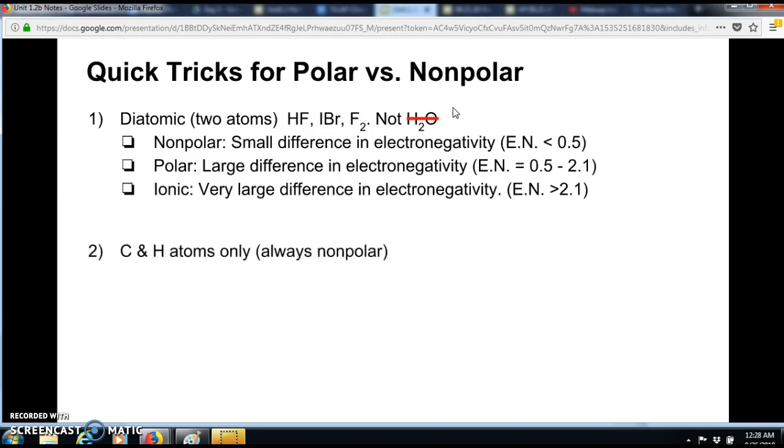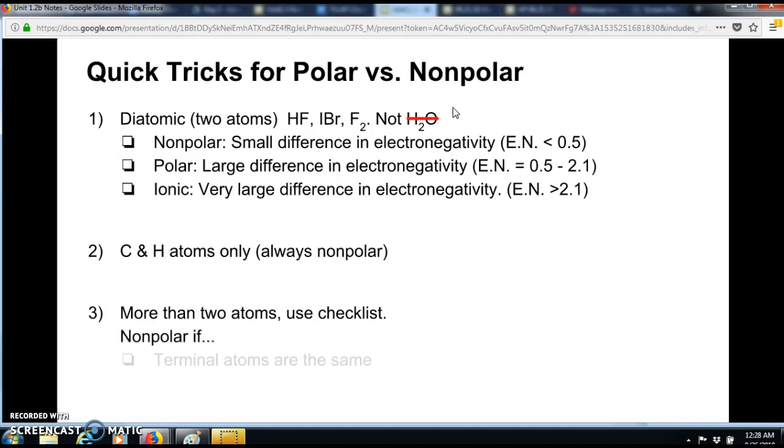The second quick trick is if you have carbon and hydrogen atoms only in your molecule, it is always nonpolar. And the last one, if you have more than 2 atoms and it has atoms other than just carbon and hydrogen, then you're going to use this quick nonpolar checklist, which is it's nonpolar if all the terminal atoms are the same and no lone pairs in the central atom. So if you can check both of those off, you know it's nonpolar.